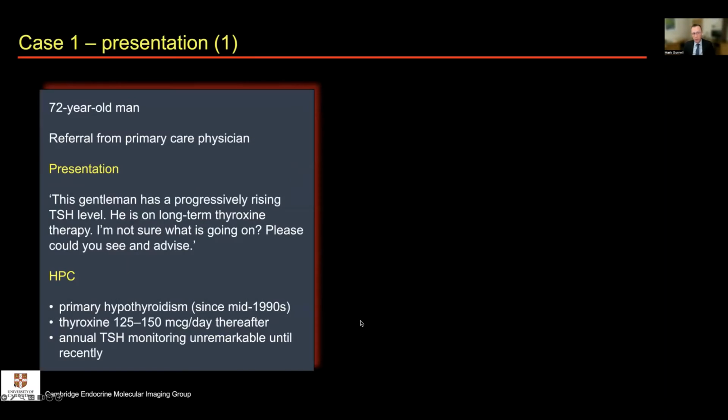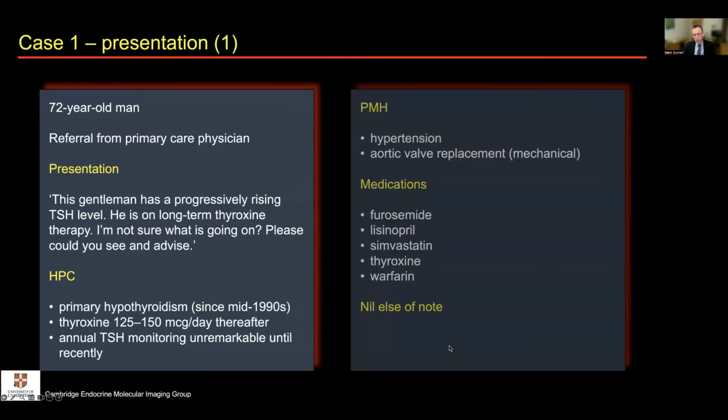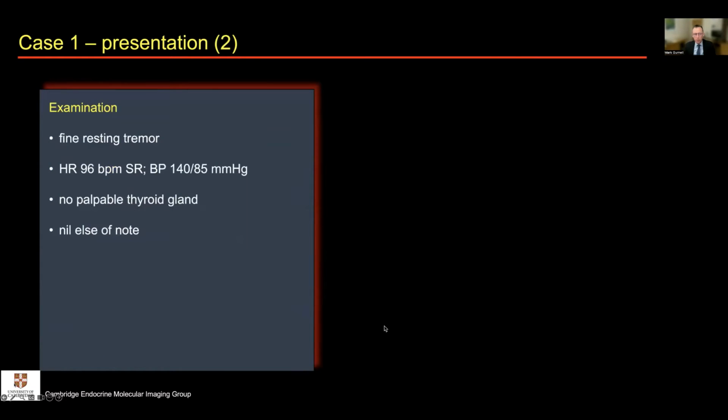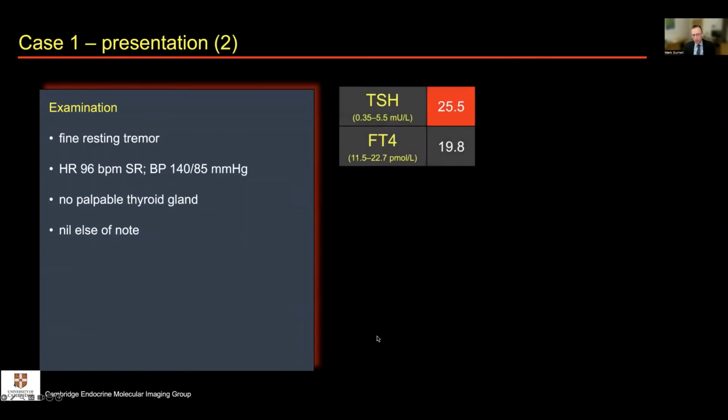This was a patient referred to our service, a 72-year-old gentleman, by his primary care physician. He'd had stable primary hypothyroidism for many years. His past medical history included hypertension and aortic valve replacement, for which he was on these medications. By the time he was actually referred to our service, he had some features to suggest he was mildly thyrotoxic. And these were the initial TFTs, which had actually triggered the concern from the primary care team.